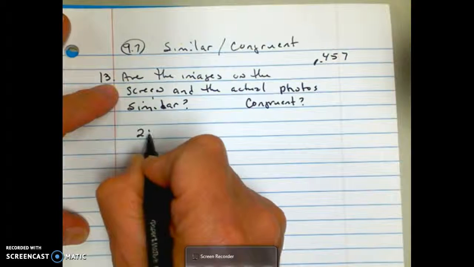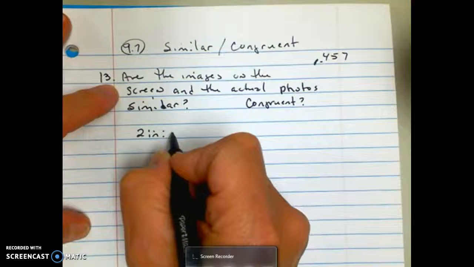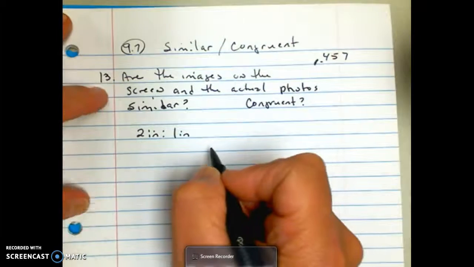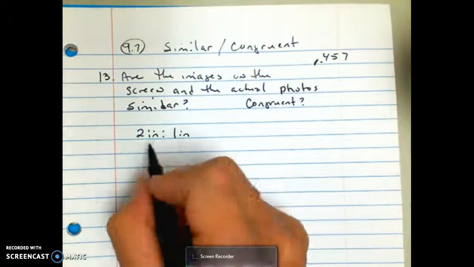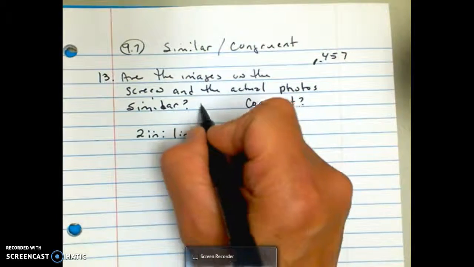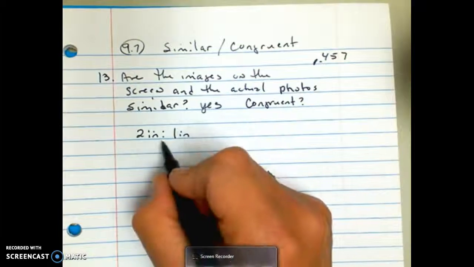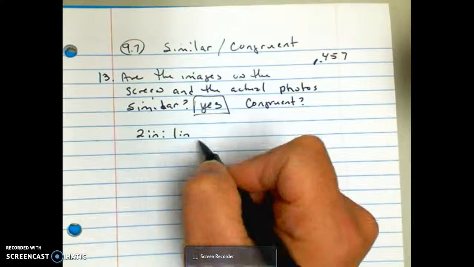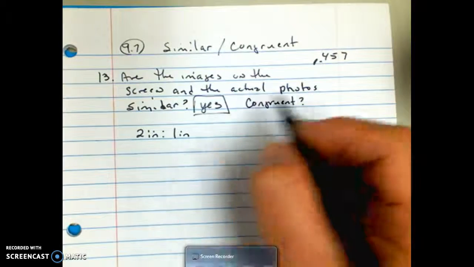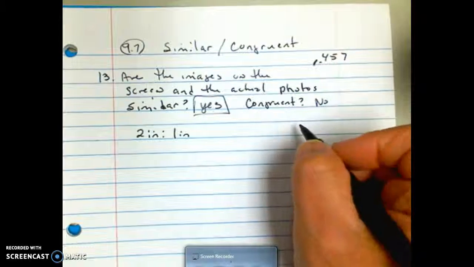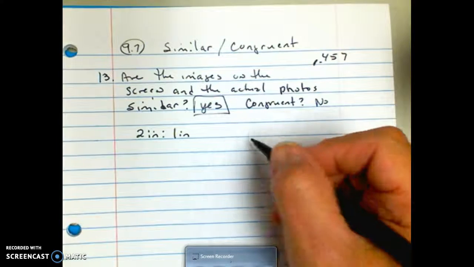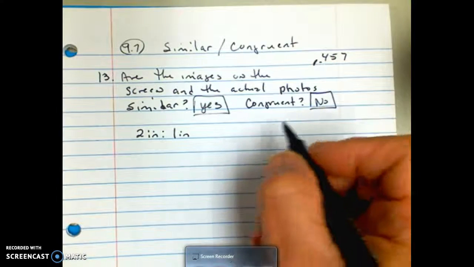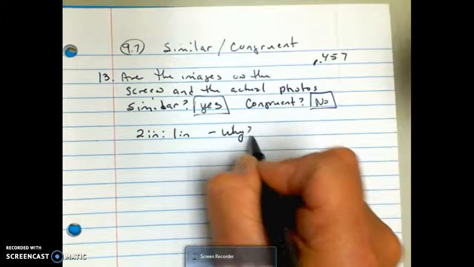is 2 inches on the actual screen and 1 inch of actual photo. So that's our scale. So are they similar? Well, yes, they are similar because they're basically the same shape, I'm assuming. Are they congruent? Well, no, they're not going to be congruent because the actual ones are going to probably be smaller than the ones up on the screen. So no, but now we need to explain why. So the question to why.